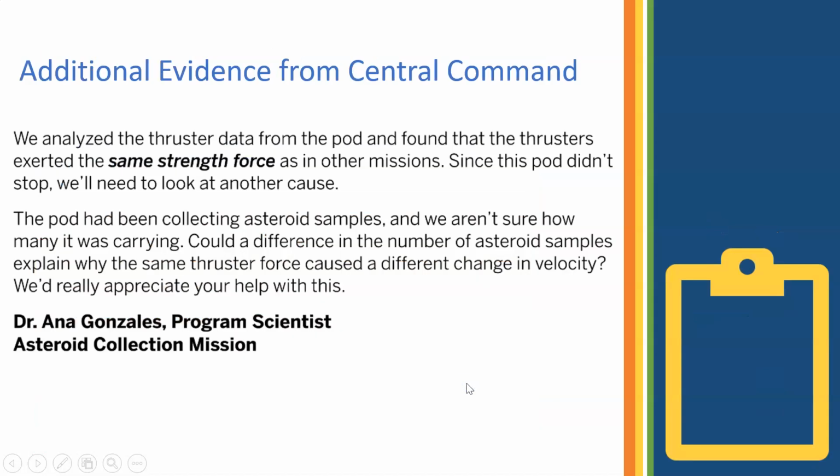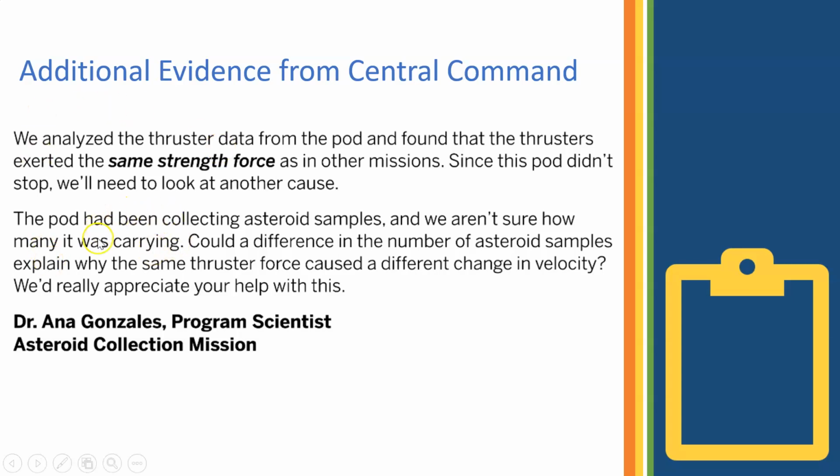So here's an email from Central Command. They analyzed the thruster data from the pod, and it says right here that they found out that the thrusters exerted the same strength force as in other missions. That's odd. If the thrusters fired with the force that they usually do to stop the pod, then why didn't the pod stop? There must be some other cause.